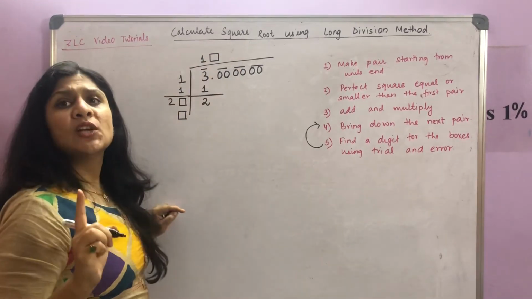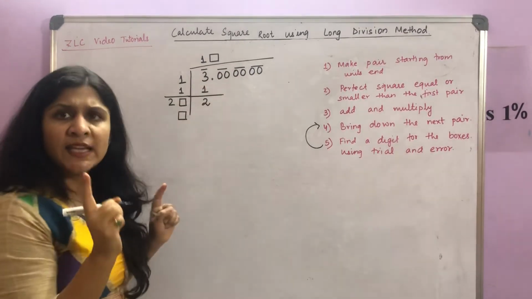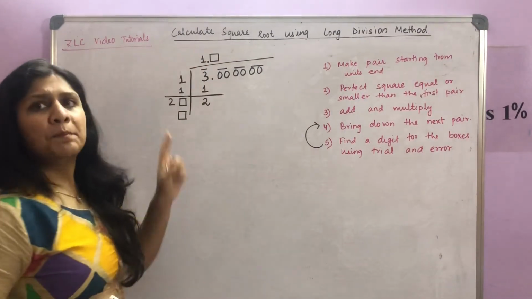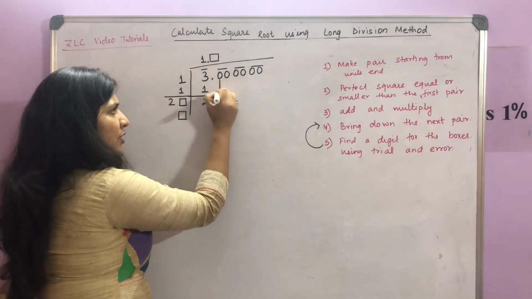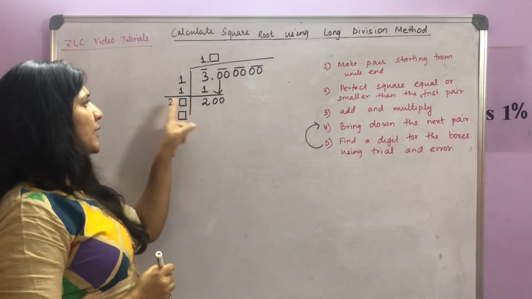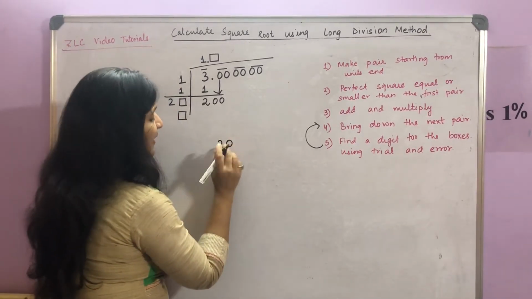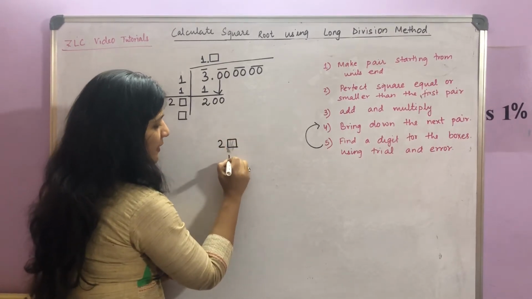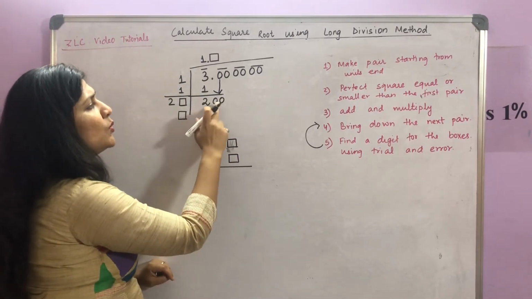Now I need to bring down the next pair. If you see, my next pair is after the decimal point. So I'm going to put a decimal point here before I write my next digit. Now I bring down the next pair, which is 0, 0, right? And I'm going to put a digit here and here. I'm going to find a digit that can go here such that my product is smaller than 200.